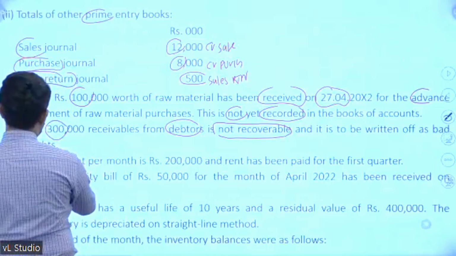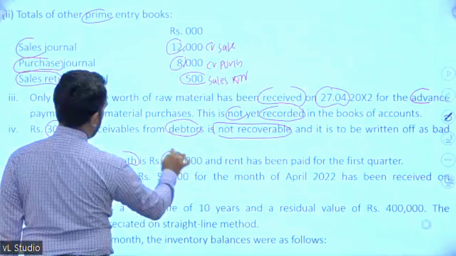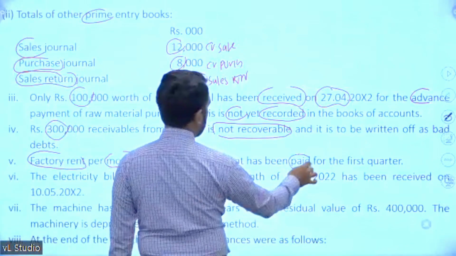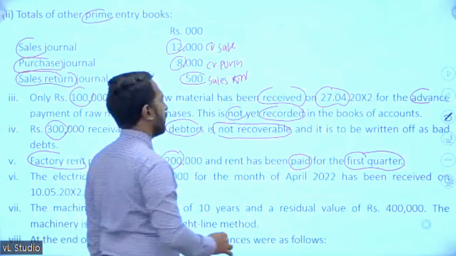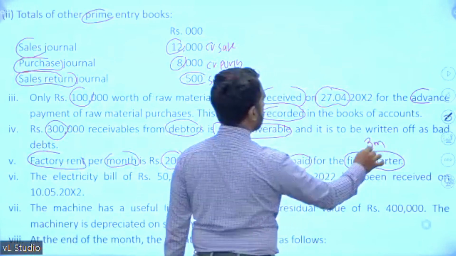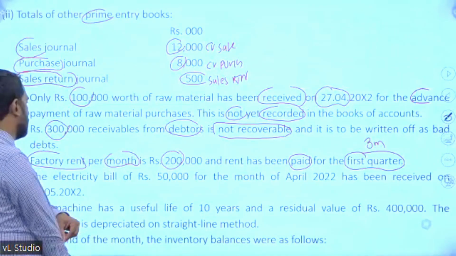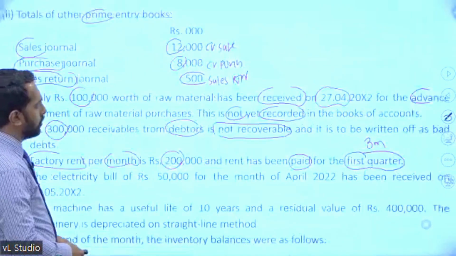Factory rent per month is rupees 200, and the rent has been paid for the first quarter. Right? For the first quarter. Quarter means 3 months. Right? We have paid. Here, the factory rent 600 is 200 into 3.